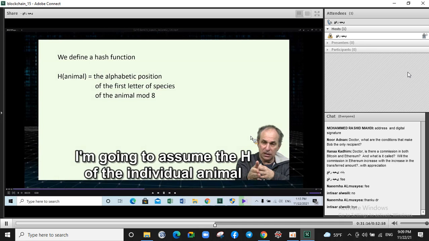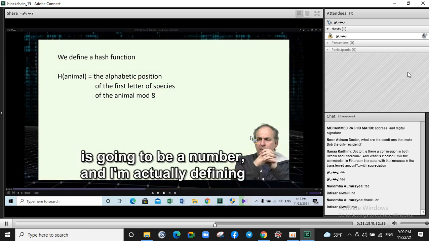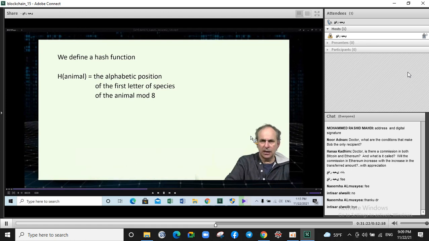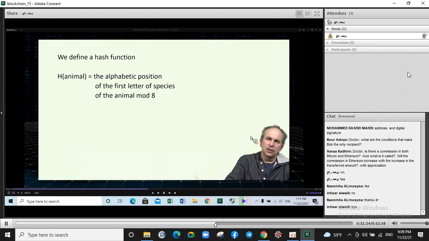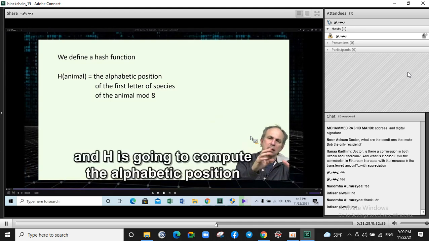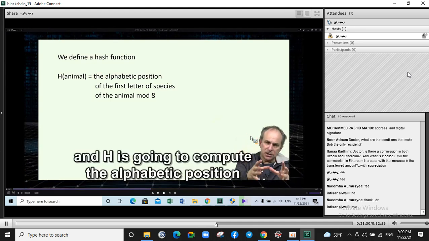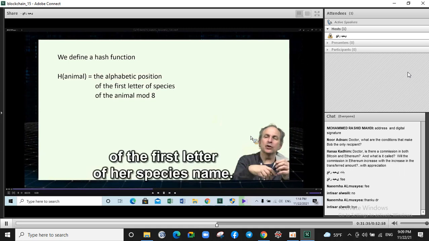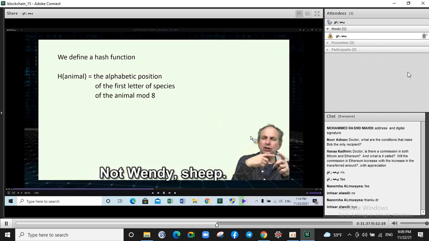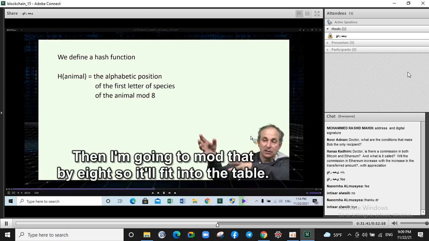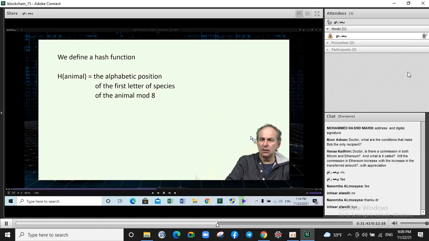The hash function I'm defining here is I'm going to take the animal, say Wendy the sheep, and h is going to compute the alphabetic position of the first letter of her species name. So not Wendy, sheep. And then I'm going to mod that by 8 so it'll fit into the table. So that's a hash function defined here. It's not a great hash function, but it is a hash function.